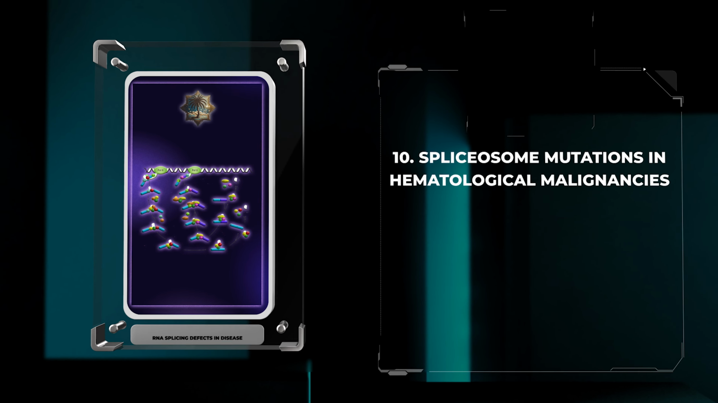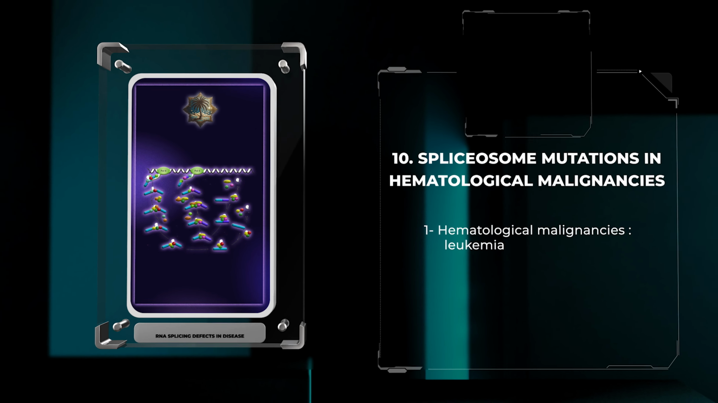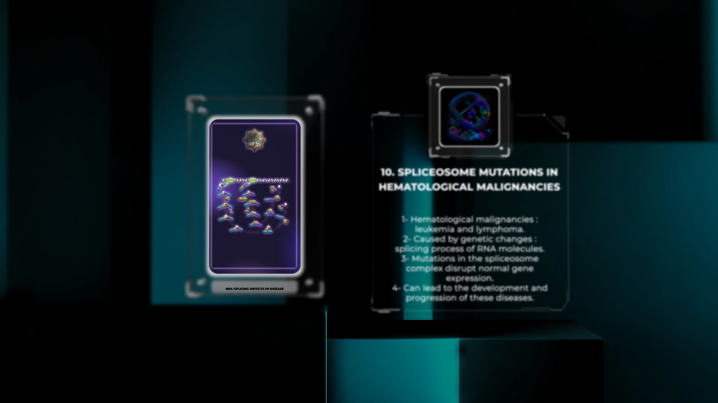Hematological malignancies like leukemia and lymphoma are caused by genetic changes in the splicing process of RNA molecules. Mutations in the spliceosome complex disrupt normal gene expression and can lead to the development and progression of these diseases. Understanding these mutations is important for developing targeted treatments.